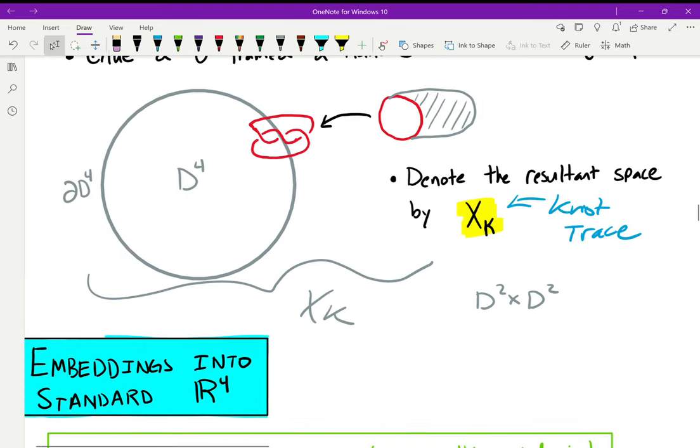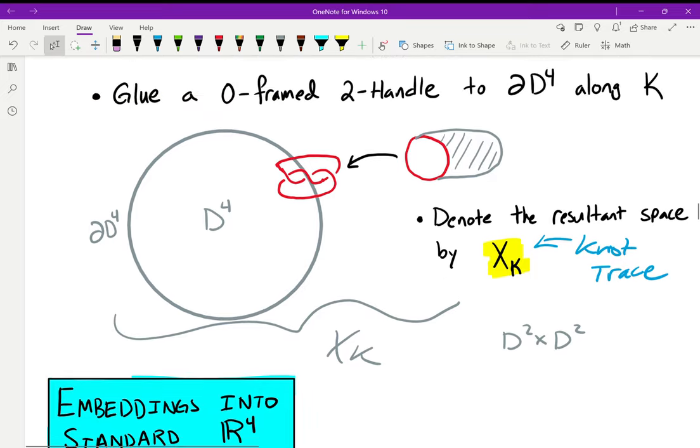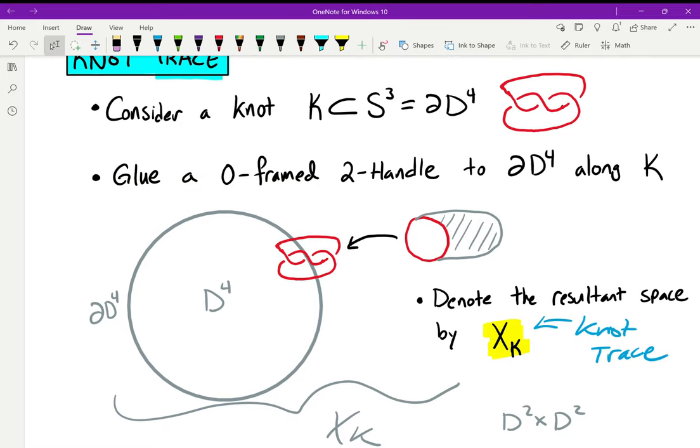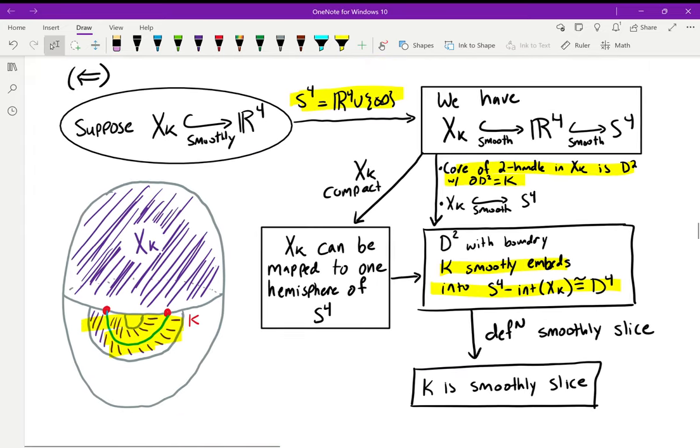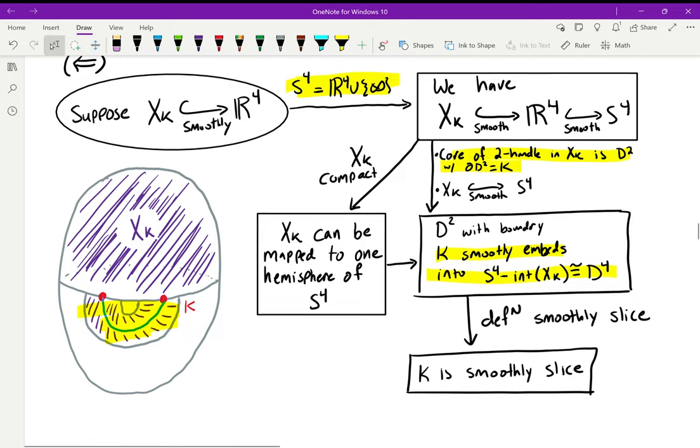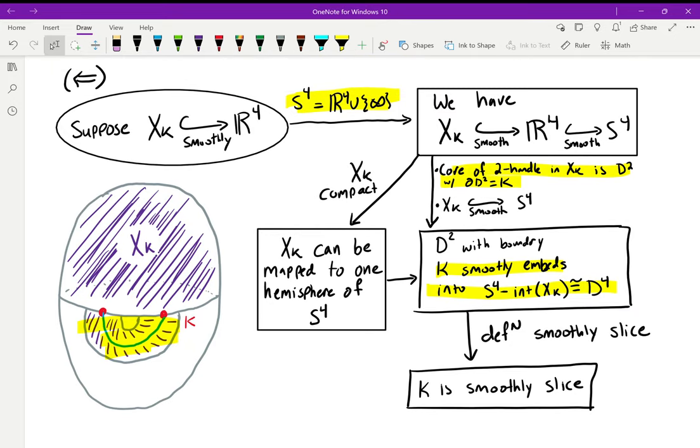Does that clear that definition up? Are there more questions about this definition of the knot trace? Yes. Is the knot trace then the whole 4-ball combined with this two-handle? Yes. So you take the 4-ball, you glue on this two-handle. That is the knot trace. Okay. Are there questions about this proof here?